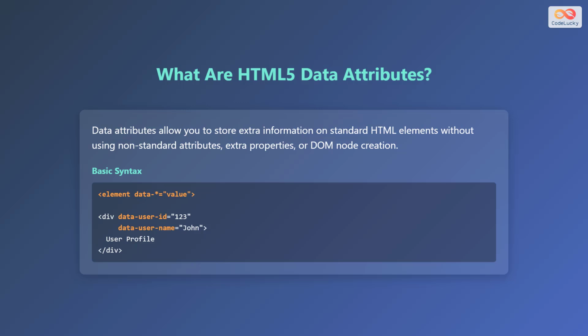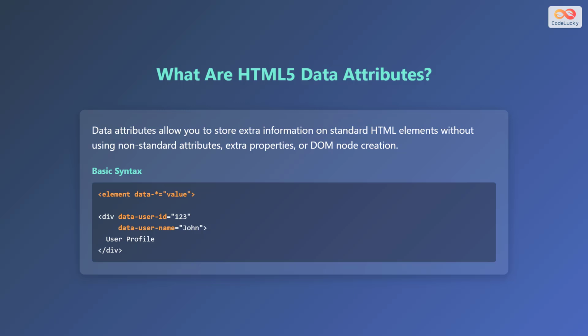So, what exactly are HTML5 data attributes? Data attributes allow you to store extra information on standard HTML elements without using non-standard attributes, extra properties, or Document Object Model node creation. Basically, it helps to attach custom data to HTML elements in a simple and valid way.